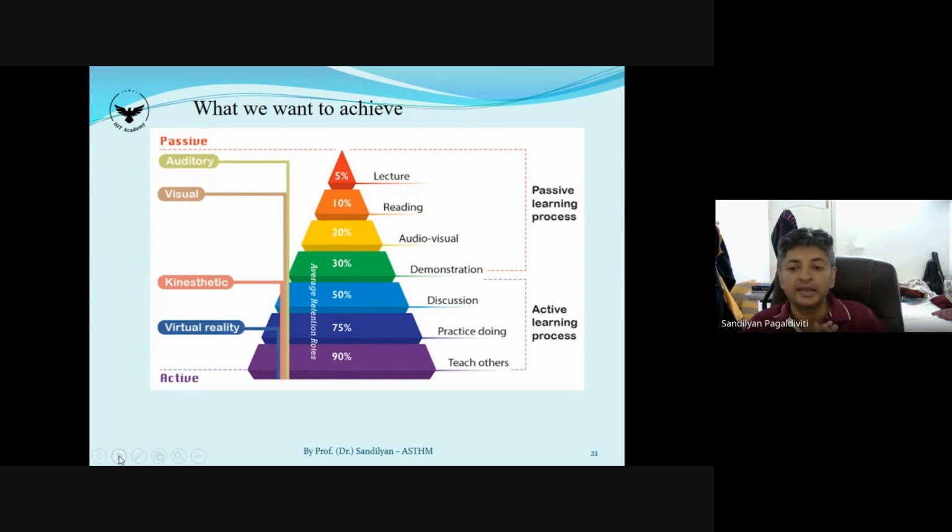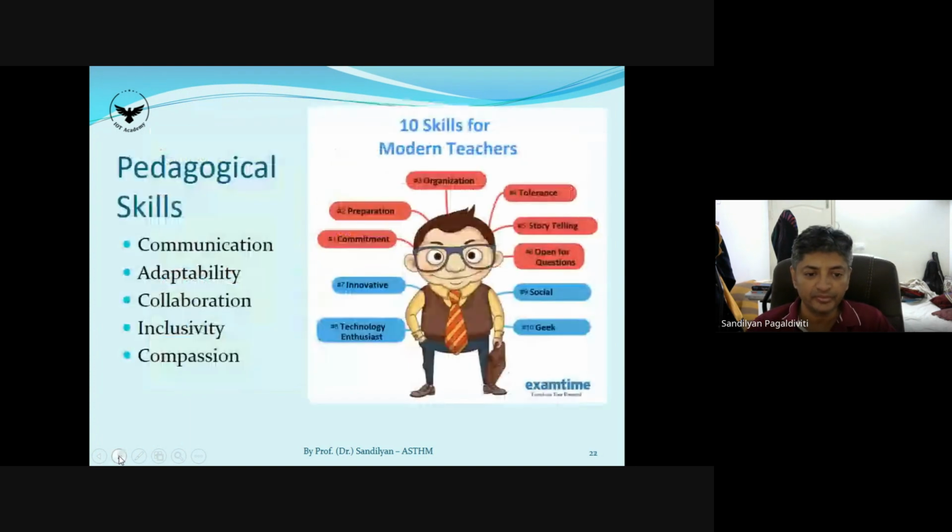So I think you can understand how important it is to be into the active learning zone. We should all get out of this passive learning process, which is more of the teacher centered, and move into the learner centered process where the learners are actually involved in the teaching learning process. Next.